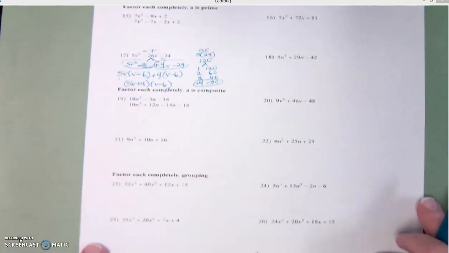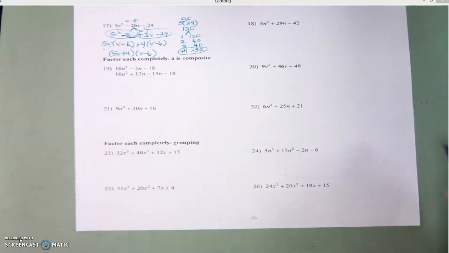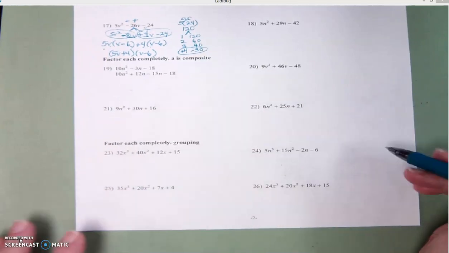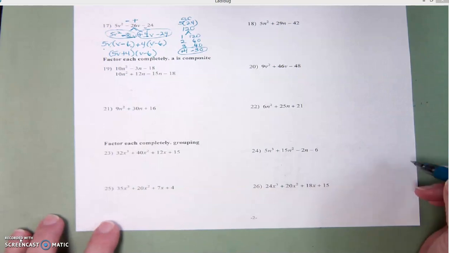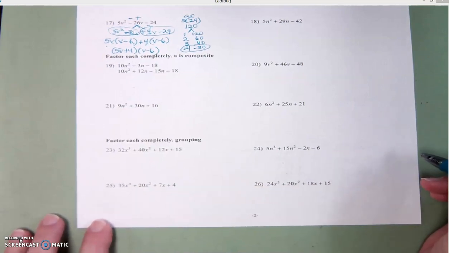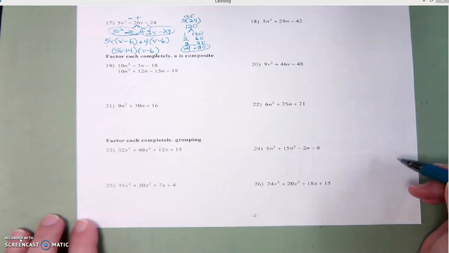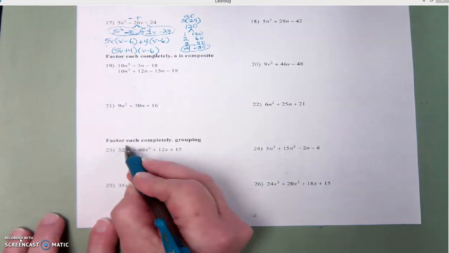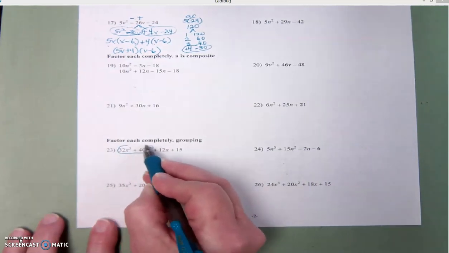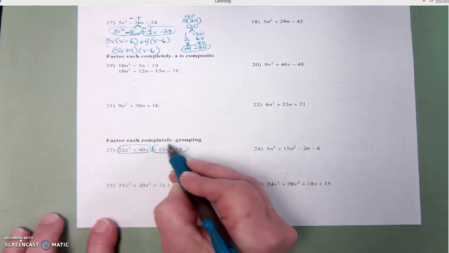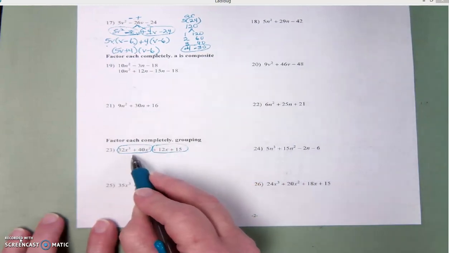I'm just going to do one of these last ones, because basically if A is composite, we're doing the same steps. So I'm going to do one of these last ones where we have 4 terms and we're going to be doing grouping. It's really easier. It's a lot like what we've done, but we can skip the first couple of steps. So if we look at 23, I can go ahead and circle my first 2 terms and then my last 2 terms, and then find the GCF for each grouping.